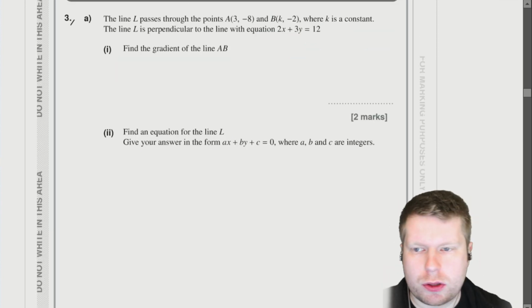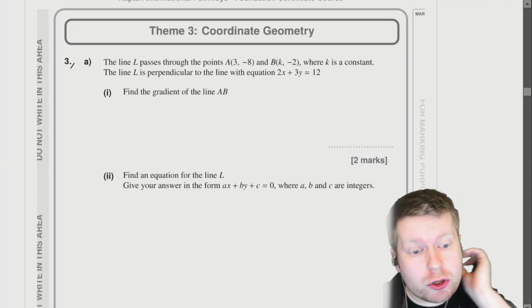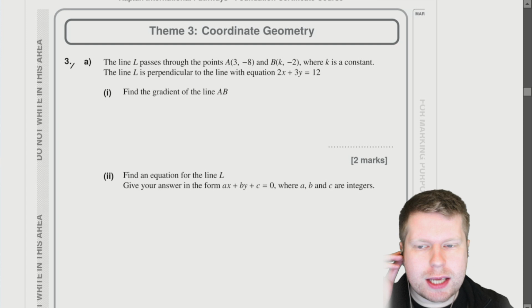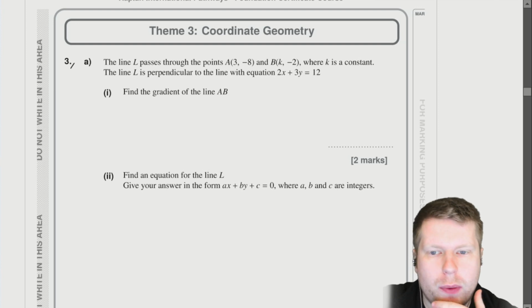Okay, so let's have a look at question 3 then. So this is a coordinate geometry question, okay? Coordinate geometry is one of the bigger weighted topics in this course. It's worth 20 marks overall, so it's well worth focusing your time on understanding what's going on here.